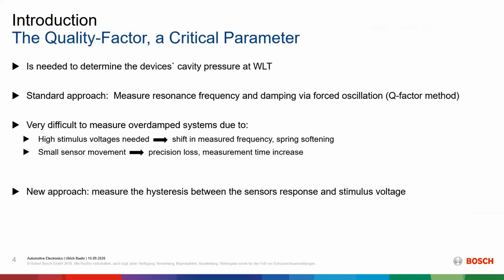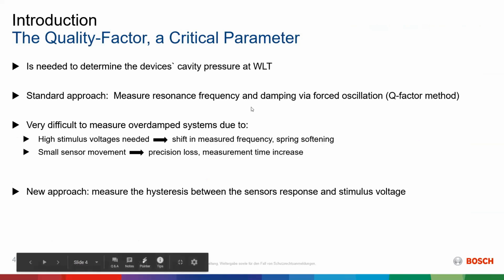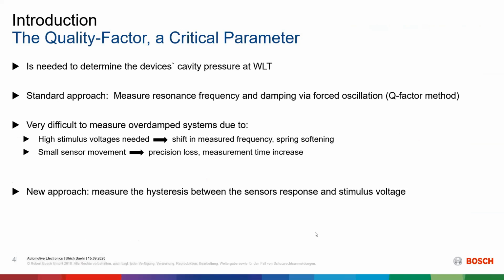So now the quality factor, which is of course a critical parameter for MEMS, is in this case used to determine the device's cavity pressure. And this cavity pressure is of course important because we can see if the device is leaky or not. If it's not leaky, this has to be in a certain cavity pressure range. If it gets a leak, then this pressure will change, and we can detect that. That's the whole idea, to find out if chips are leaky or not.